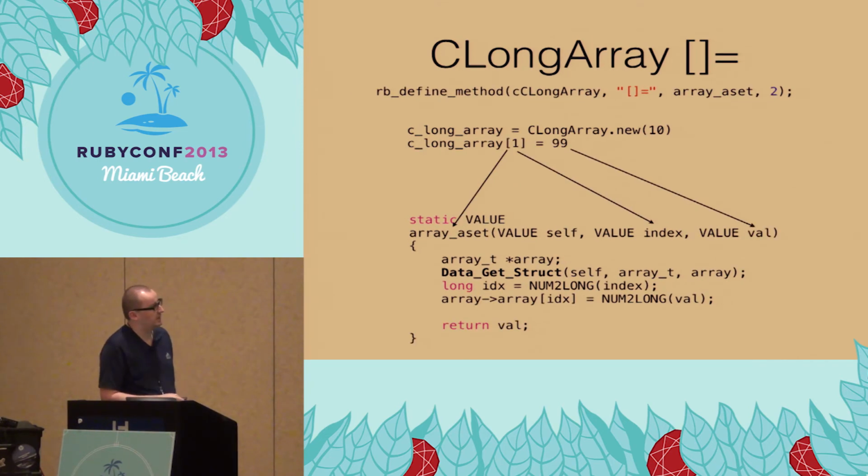And this is how we would set the value. It's exactly the same except for this 99, which is the value that we set it to. And the difference is only here. Instead of returning the value at this index, we're actually setting it.